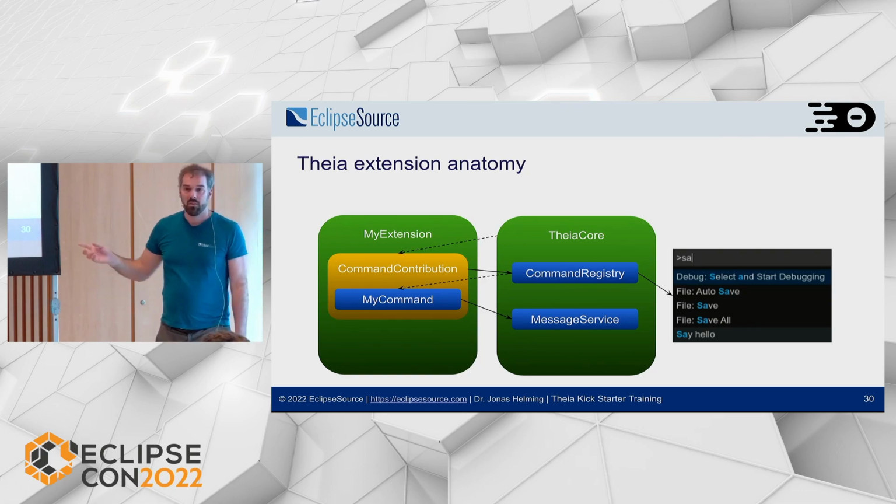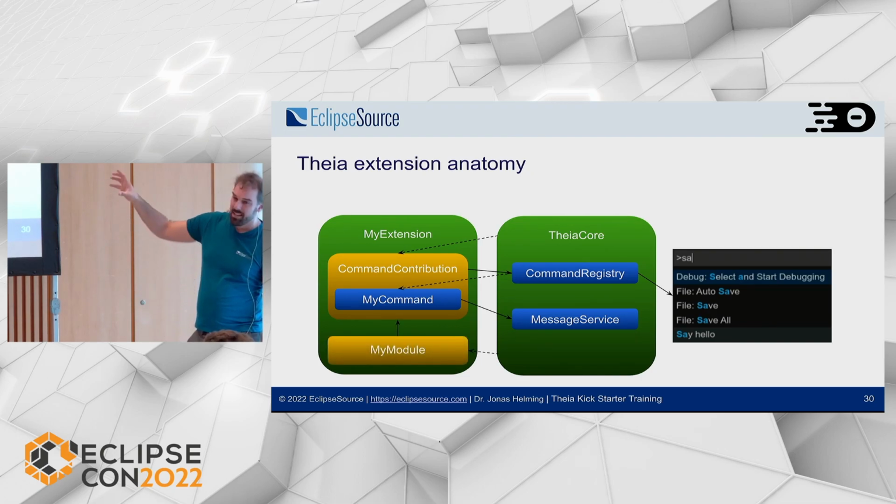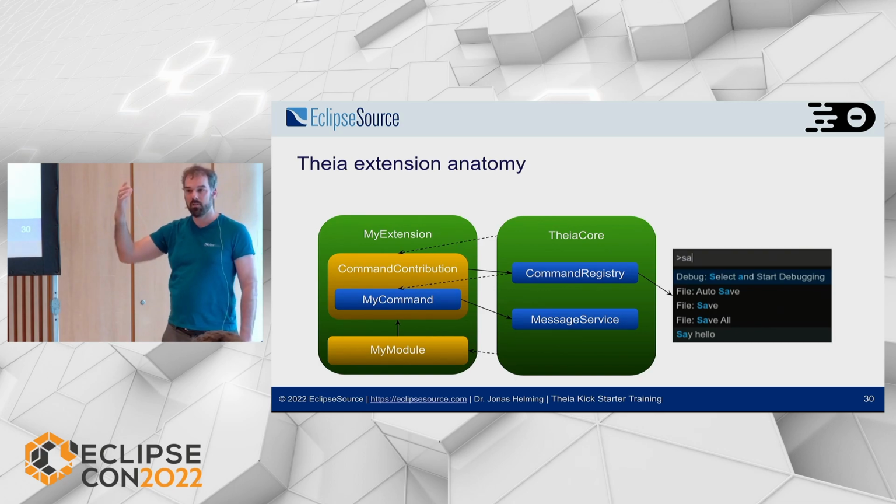Now the interesting question is, how does Theia find our command contribution? Because it's just in our code, and somehow we have to tell Theia that it's there. And this is exactly where dependency injection comes into place. Every extension has this class that is called a module. And this is the class that I showed before in the package.json that is referenced there. It's kind of the central entry point for every extension.